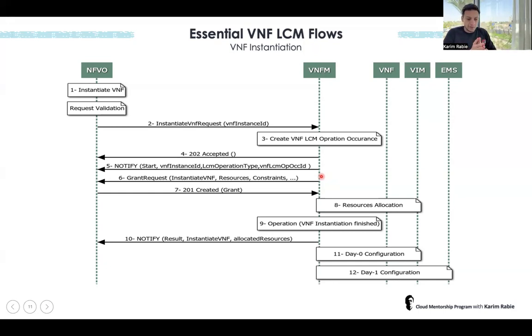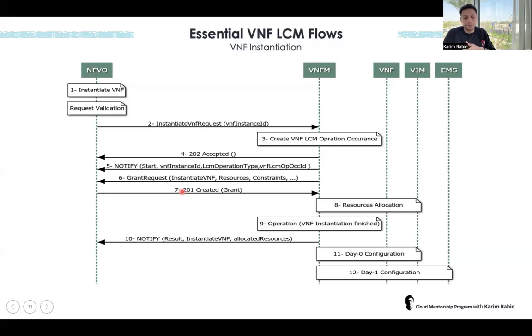So in grant request, VNFM tells the NFVO, I need to instantiate the VNF. These are the resources, CPU, memory, and disk. From where does he get this information? From the VNF descriptor. And these are the parameters. Do you accept? Do you grant me the request? NFVO says, yes, I grant you the request. You can do the provisioning on data center 5 or data center 4 or any data center specified in the message.